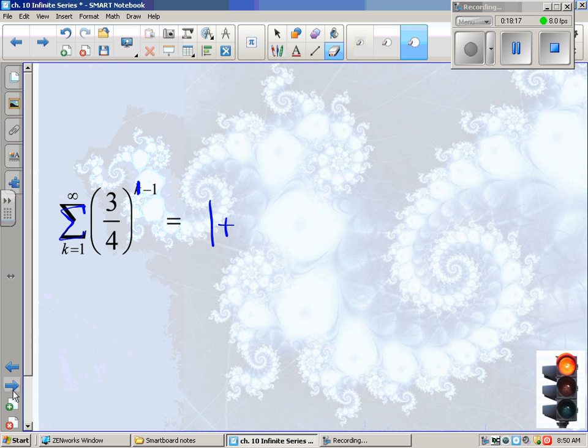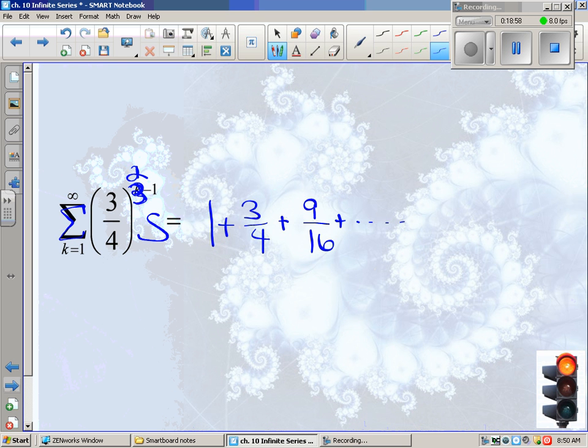So when I finally do the second term, I have 1 plus the second term. And 2 minus 1 is 1, correct? So that would be 3/4 to the first power. The next term in the sequence would be 3 minus 1, and 3 minus 1 is 2. So this would be 3/4 squared, which is 9/16. The next one would be cubed, and the next one to the 4th power, and the next one to the 5th power, and on this series is going to go. So this, pardon this for a second, is S.